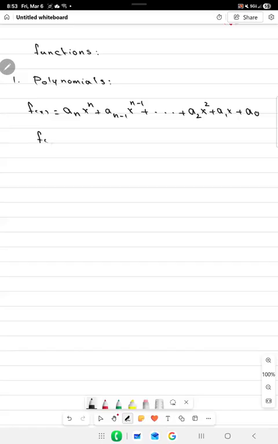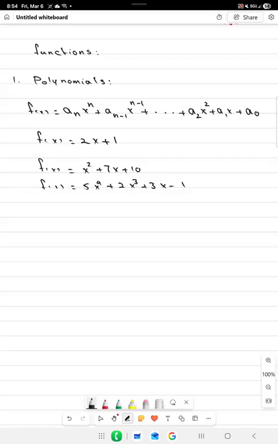A few numeric examples. For example, f of x equals 2x plus 1. That's an example of a polynomial function. Or f of x equals x squared plus 7x plus 10. That will be another example of a polynomial function. Or f of x equals 5x to the power of 4 plus 2x cubed plus 3x minus 1. That can be another example of a polynomial function.